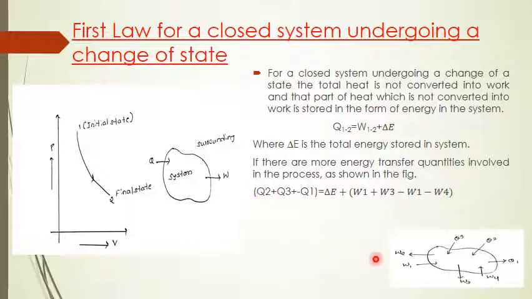We can observe here Q2 and Q3. Both are heat added to the system, so positive. Q1 is rejected by the system, so negative. W2 and W3, not W1, make a correction, are work done by the system, and W1 is work done on the system. So this plus delta E. This is the expression for a closed system undergoing a change of state for single work and single heat, and this is for multiple heat and work interactions.